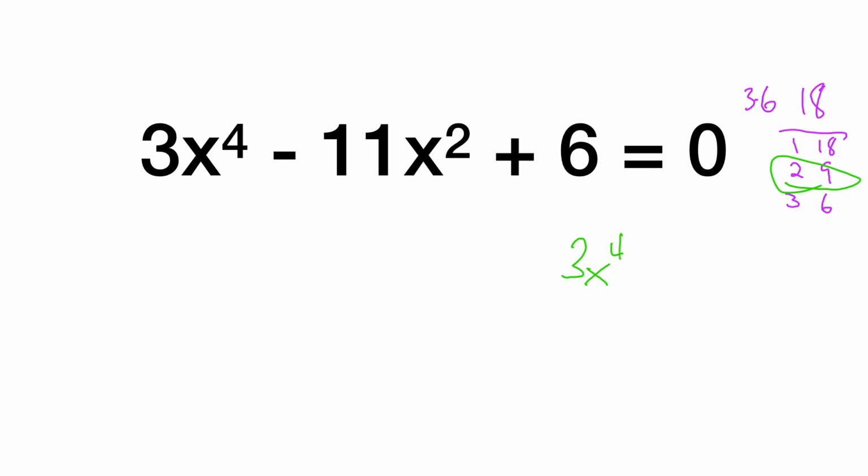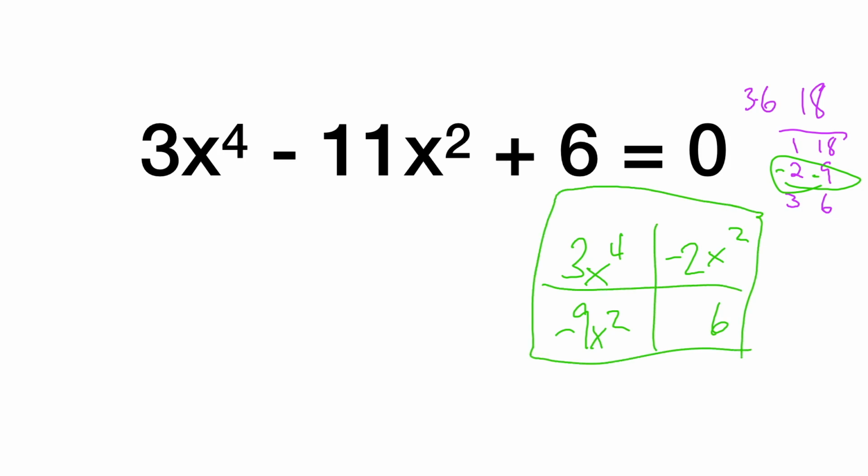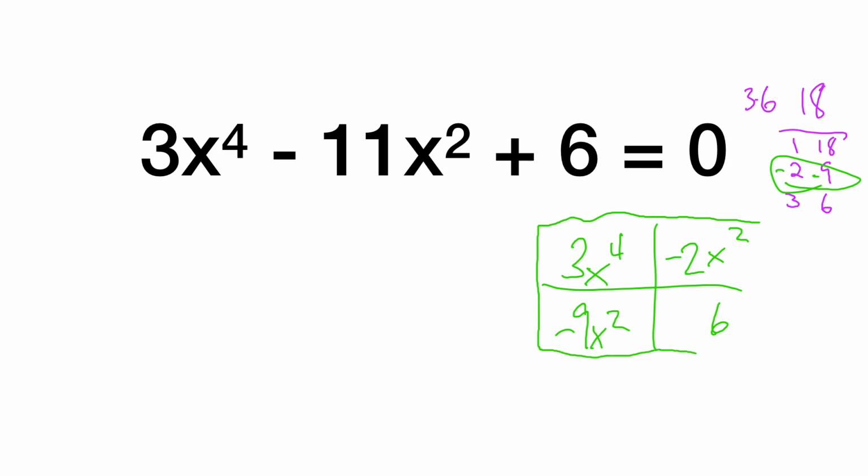So 3x to the 4th, negative 2x squared, negative 9x squared, and 6. Finishing up my box for visuals. Now let's redo that box, make it look a little bit nicer. Now, greatest common factor between 3x to the 4th and 9x squared. That's going to be 3x squared. Negative 2x squared and 6 is negative 2.